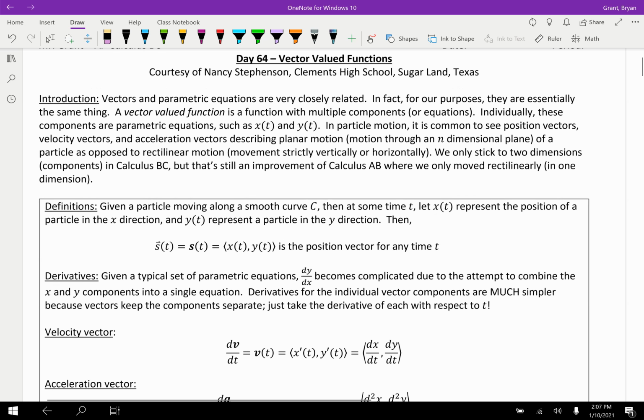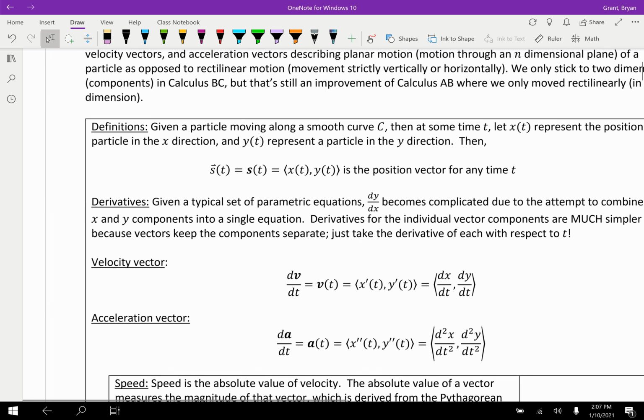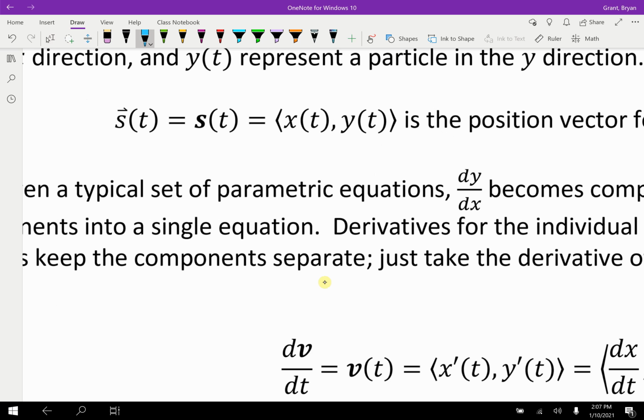Alrighty, so some definitions. If you are given a particle moving along a smooth curve C, then at some time, t is going to stand for time in all of this. We're going to let x of t represent the position of a particle in the x direction and y of t in the y direction, and then we're going to define this vector notation down here, s with an arrow, traditionally only with the arrow having this top little piece like that instead of both. Or, more commonly, because this is a little bit more obnoxious to type, you will see vectors in bold. If you see a bolded lowercase letter, then it means it is a vector and contains multiple components.